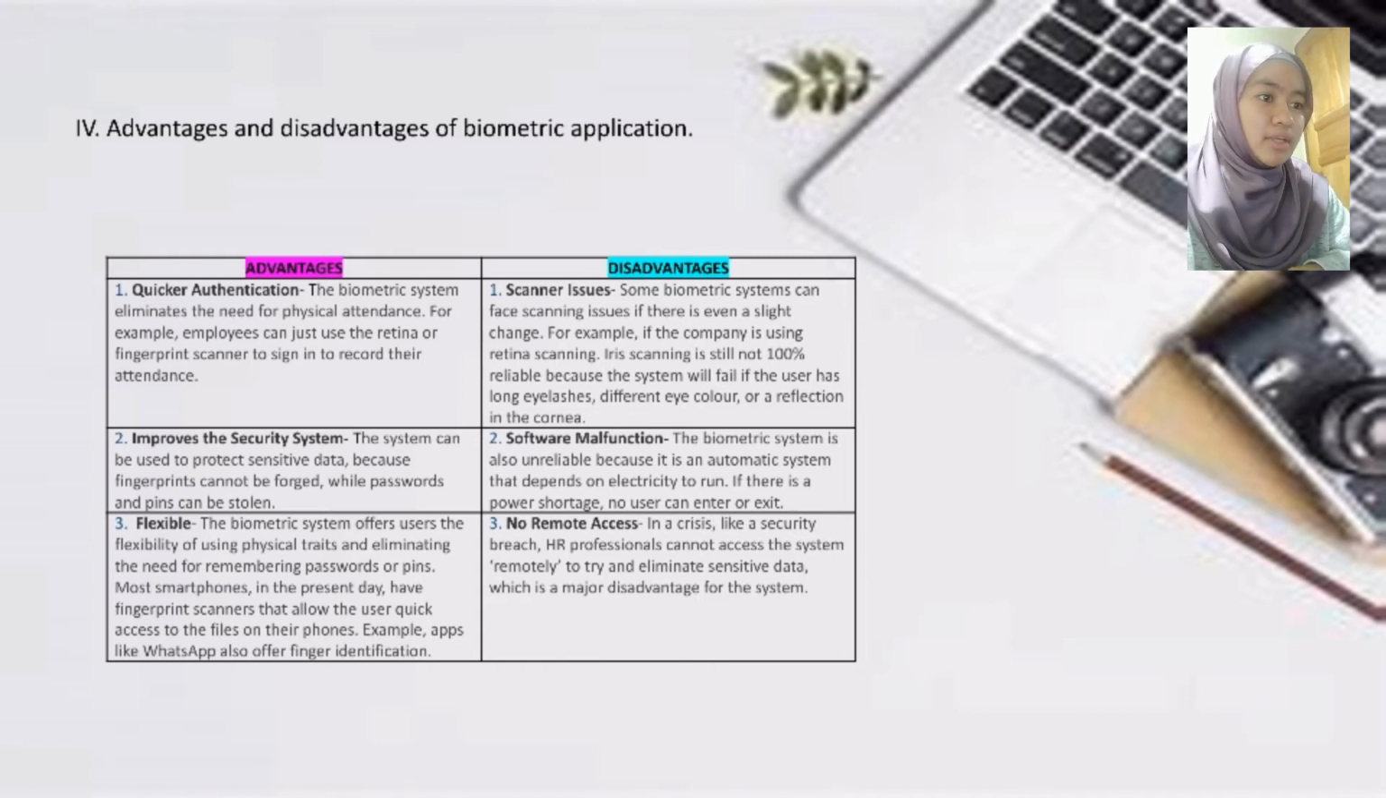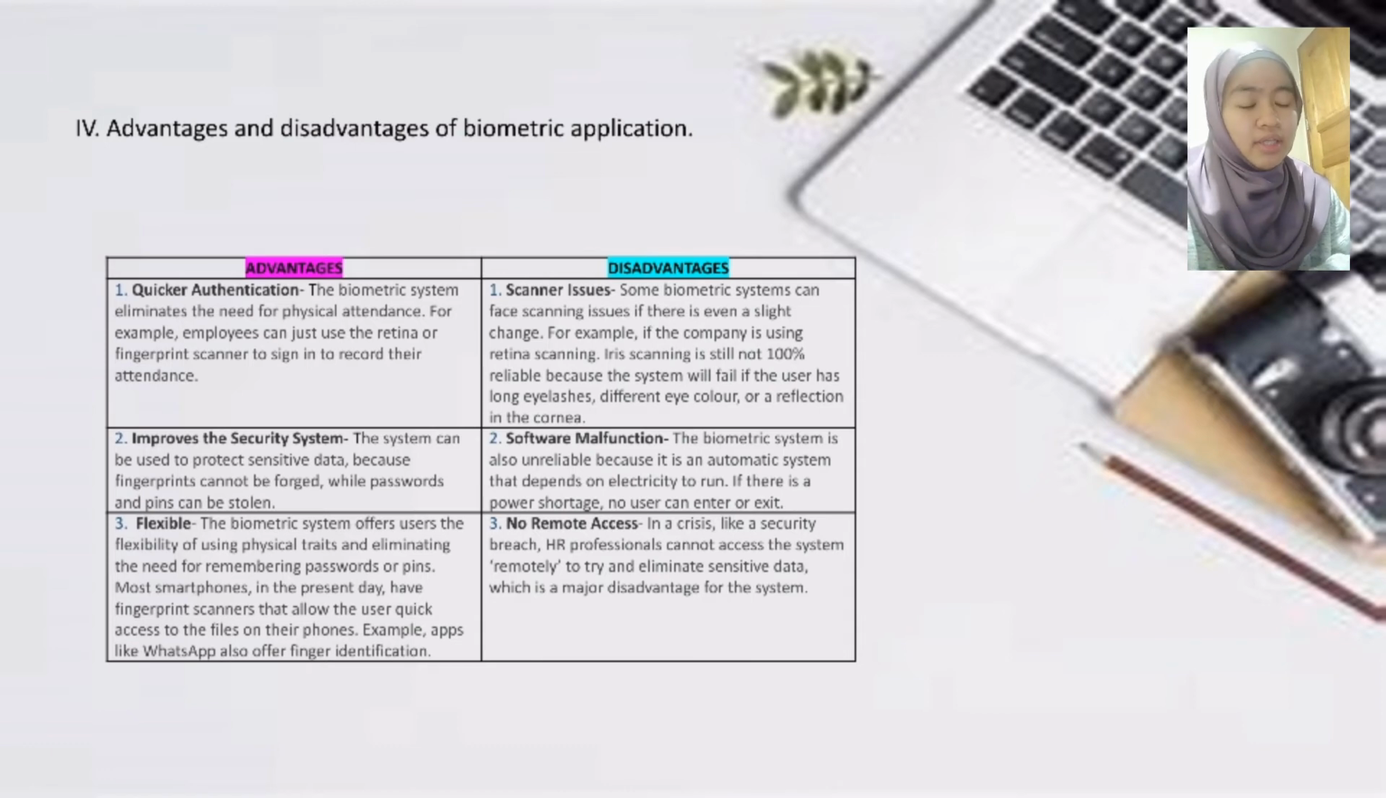The biometric system is also unreliable because it is an automatic system that depends on electricity to run. If there is a power shortage, no user can enter or exit.